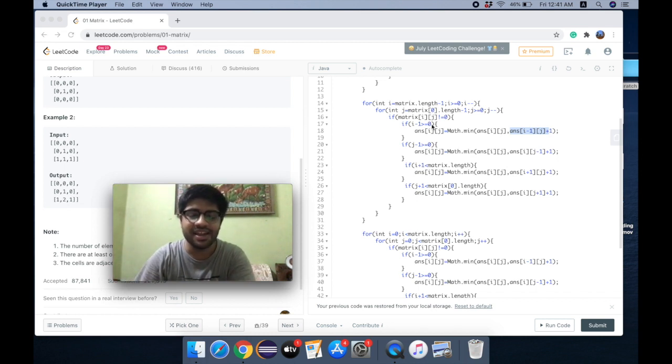Otherwise I'll get an array index out of bound error if I try to access, let's say, i, which is minus 1. So minus 1 row is nothing, right? So that's why I am doing these checks, and yeah, my approach is simple.